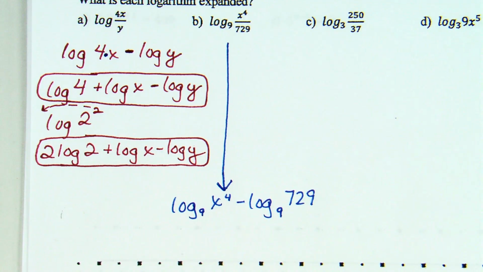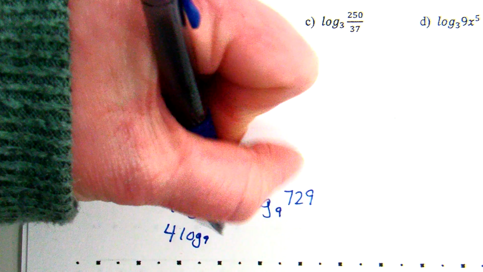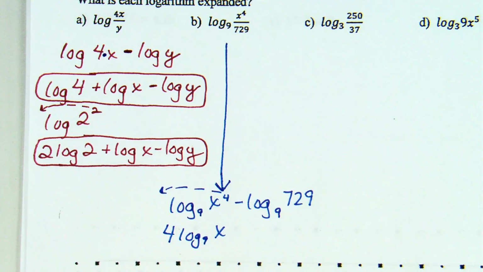Move the 4 over. The power property says I have that power of 4, so I can take it and move it out front. That is 4 log base 9 of x. Anything else?